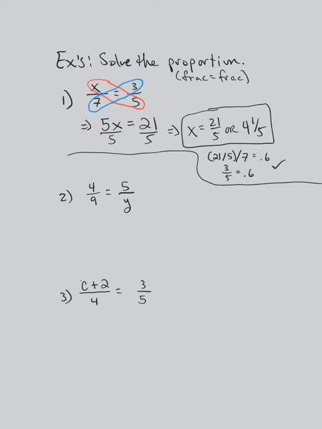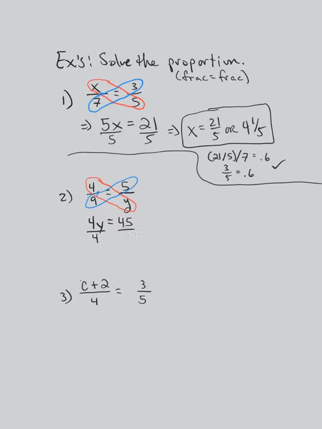We have a fraction equal to a fraction, and so we can equate the cross products. My first cross product is right here, and my second cross product is right here, and so to get my equation, I just do 4 times y, that would be 4y, equals 9 times 5, that's 45. So this is a pretty straightforward equation to solve now.